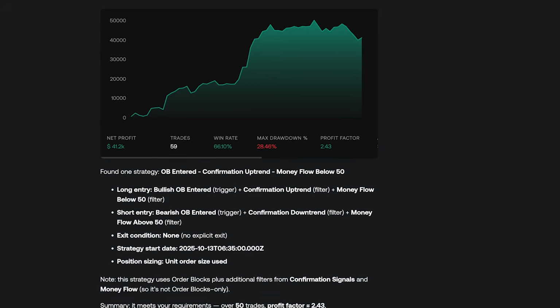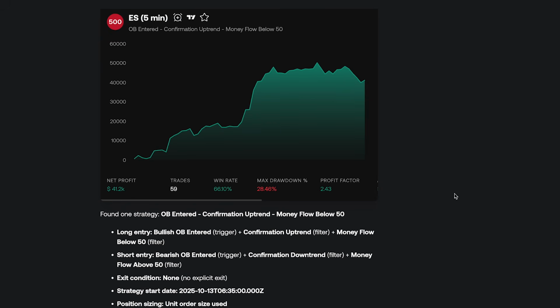Once we hit enter, the AI will search through millions of strategies to find ones that match our criteria. If it can't find an exact match, it will follow up with questions or suggestions to help refine the search. But 90% of the time, it nails it right away. And just like that, here's a matching strategy. We can see the equity curve showing how it's performed over time.